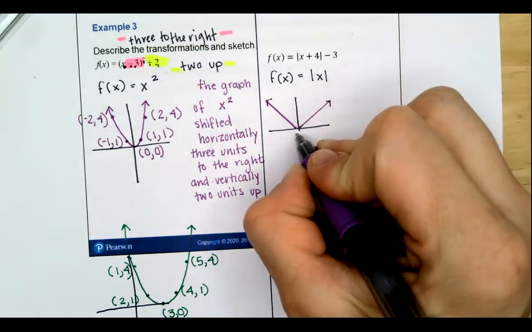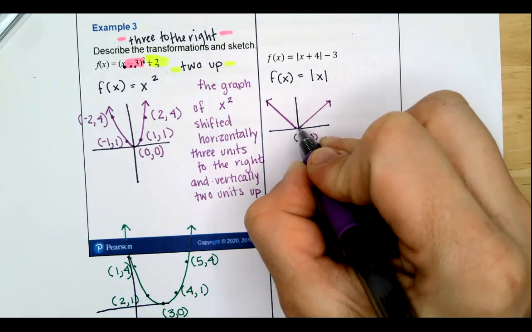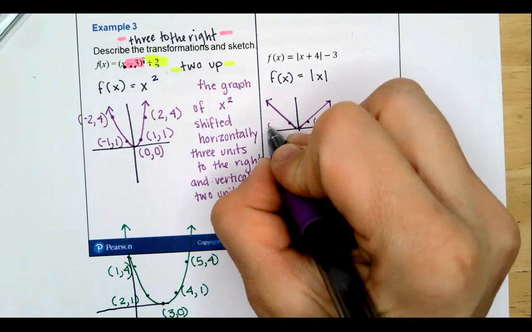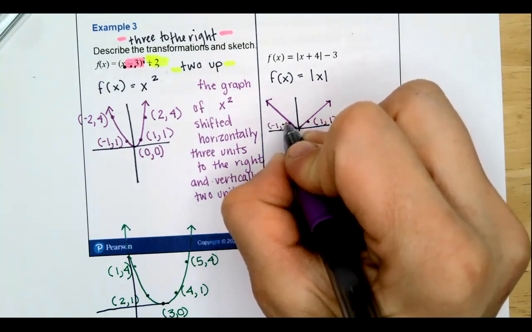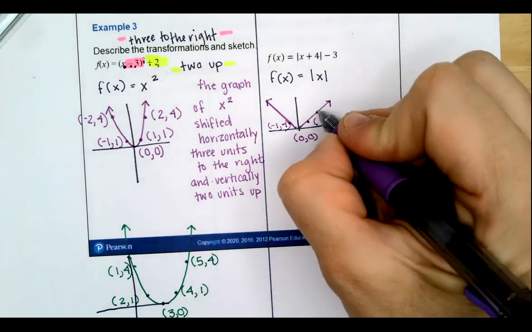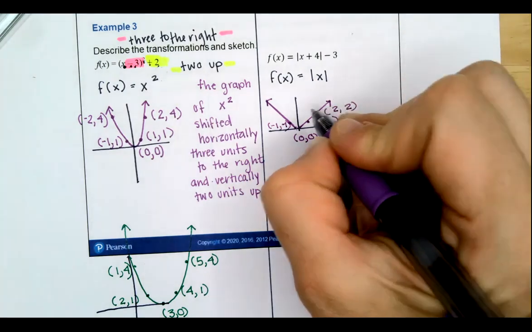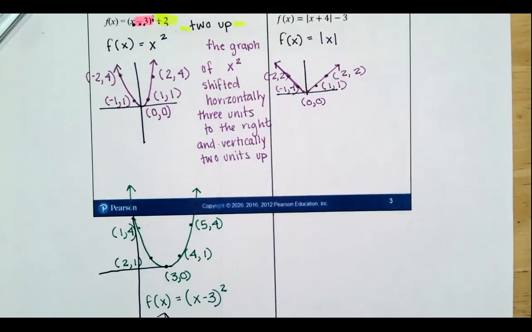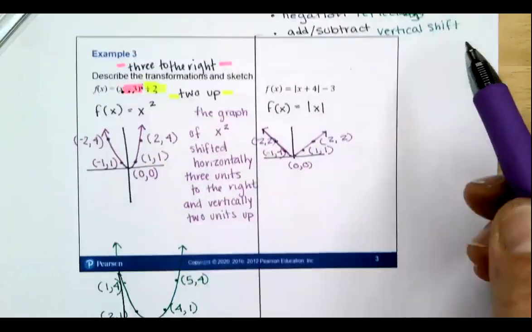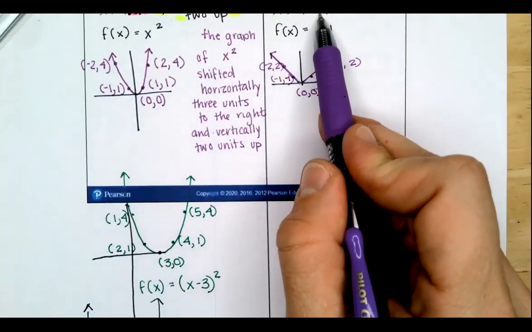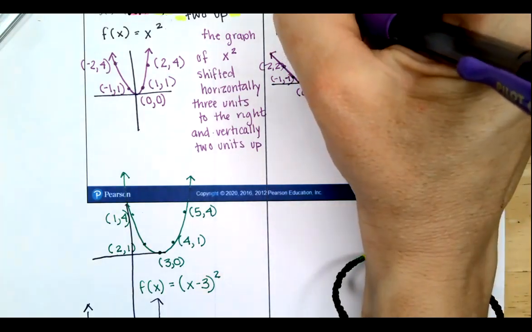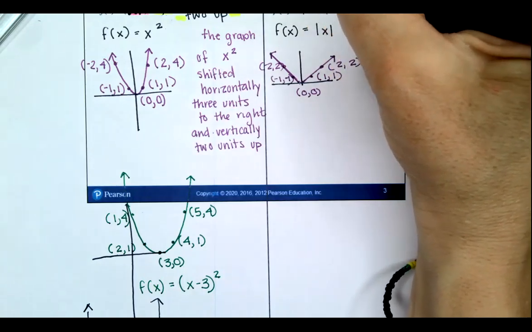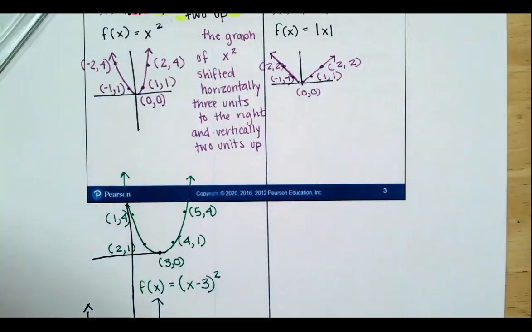We probably need some points for that parent function because that's how we shift things. 0, 0, 1, 1, negative 1, 1, maybe 2, 2. I think it's a bit cramped. Negative 2, 2. Good? All right. Start with parentheses. Start with your horizontal shift. My horizontal shift is plus 4, so that means 4 to the left. Move it 4 to the left.